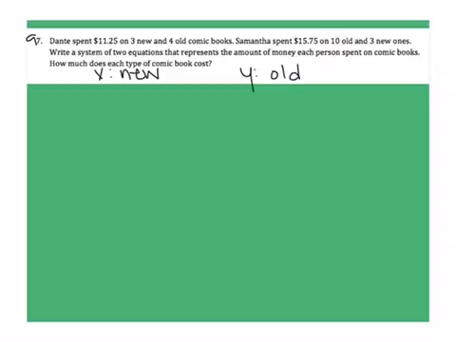So let's write our first equation here for Dante. Dante bought 3 new, so 3X, and 4 old, so 4Y. And he spent a total of $11.25. So now we can write one for Samantha. Samantha bought 10 old. Careful, old is my Y value. And 3 new. And she spent $15.75.